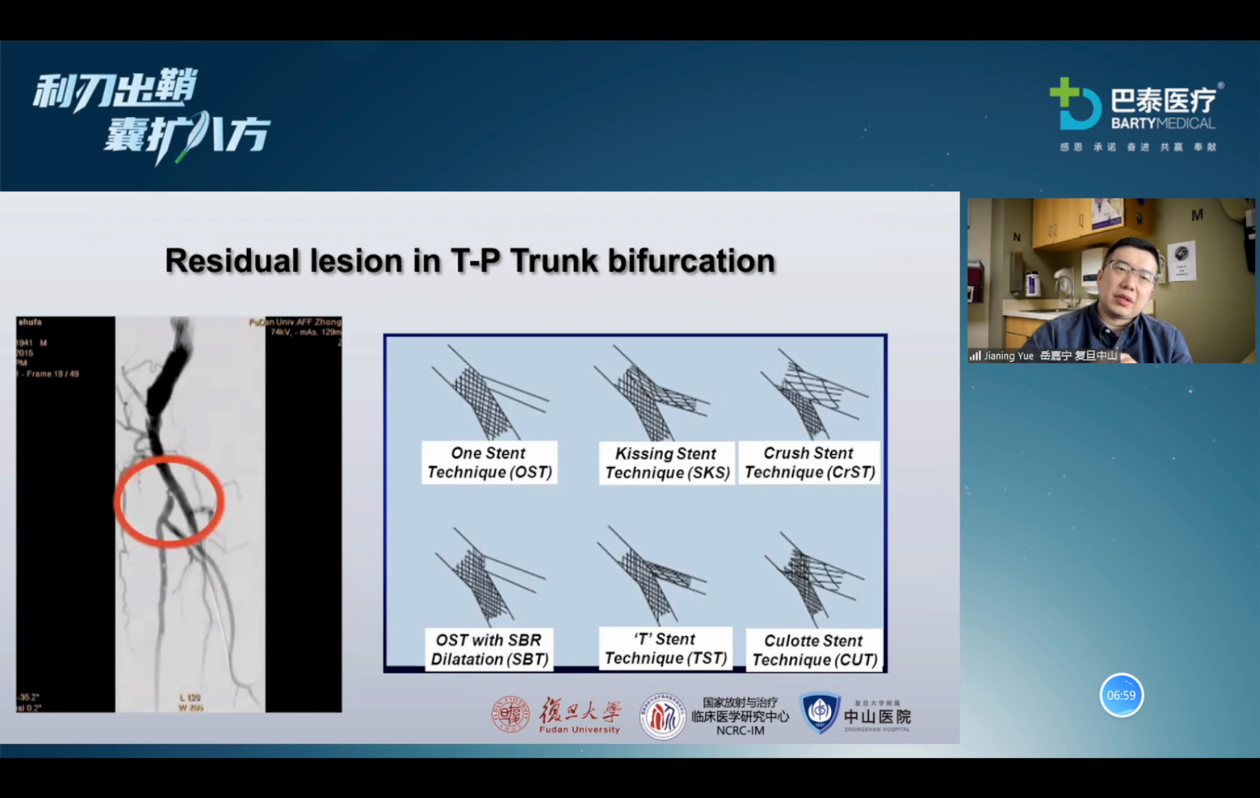However, after angiography, we found that at the ostium of the stent, at the peroneal artery, we are not very happy.